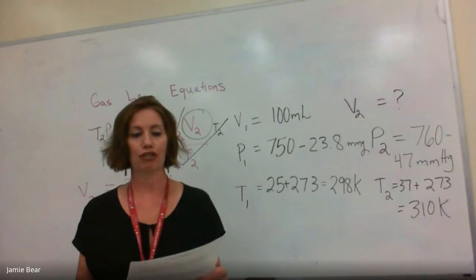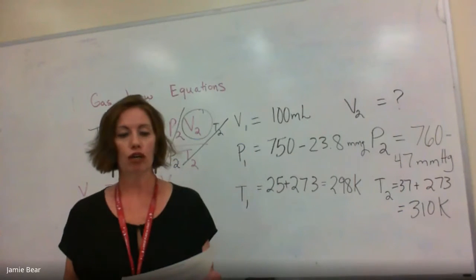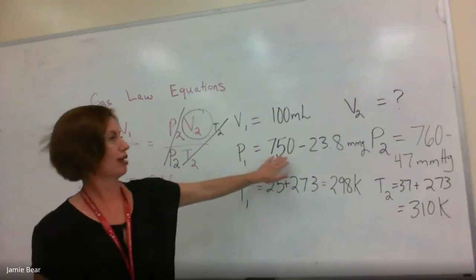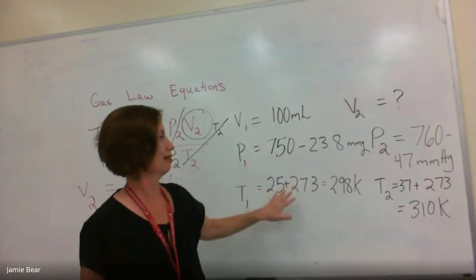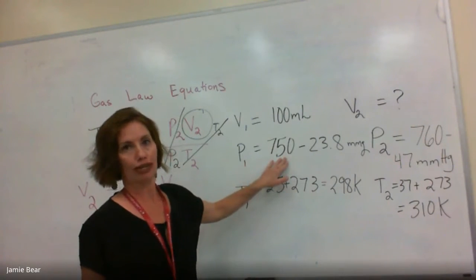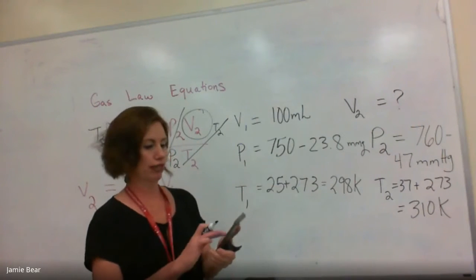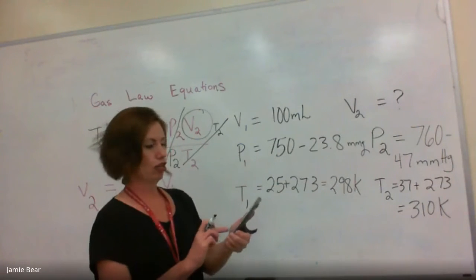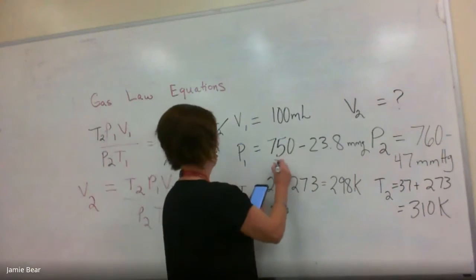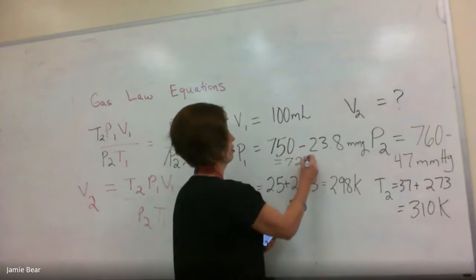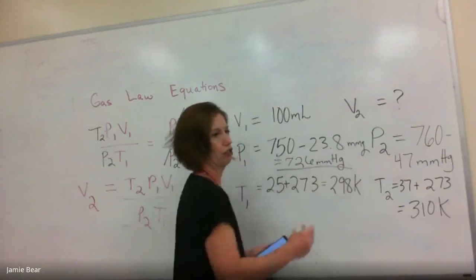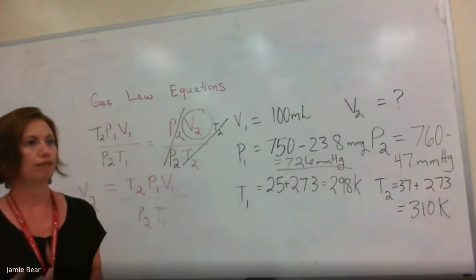pH2O, which is water vapor pressure, is 23.8. So now what we have to do is subtract the water vapor pressure at a temperature of 25 from the measured pressure 1. So in here I would put 750 minus 23.8. So my P1 is 726 millimeters of mercury. Okay, so 726 is my P1.